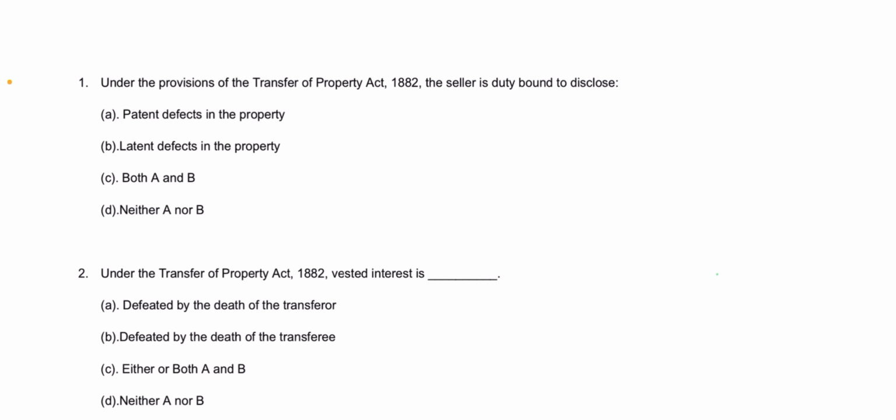This is Shikha Singh, and in this video I am going to discuss a few MCQs on the subject Transfer of Property Act 1882, which are going to be really helpful for your upcoming judicial services examination.